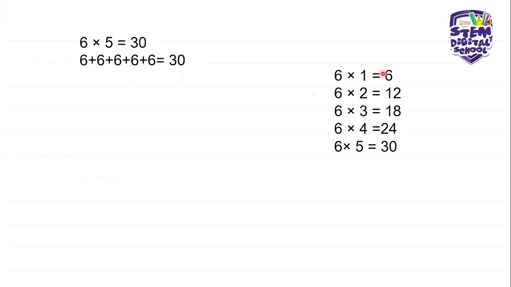6 times 1 is 6. 6 times 2 is 12. 6 times 3 is 18. 6 times 4 is 24. 6 times 5 is 30. That's how it works.